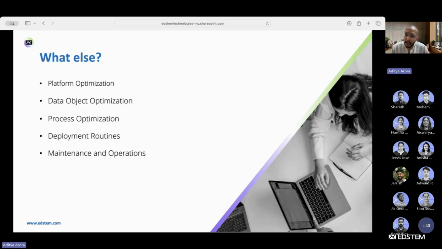Then deployment routines, maybe your job, maybe not, but CI/CD pipelines, release processes, all that comes into deployment routines. Maintenance and operations, already talked about it. What kind of dashboarding you need, what kind of metrics you need, how long you're going to retain your logs, whether you want something as cool as Datadog or whether you just want an email alert. Those are the kinds of choices you're going to make.